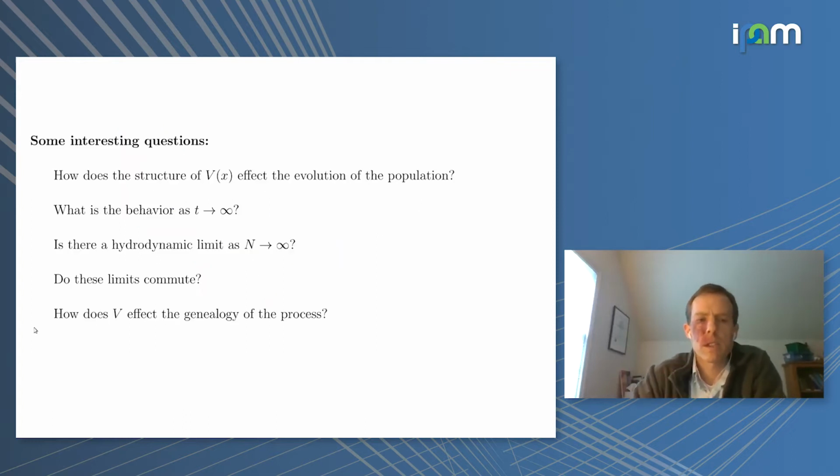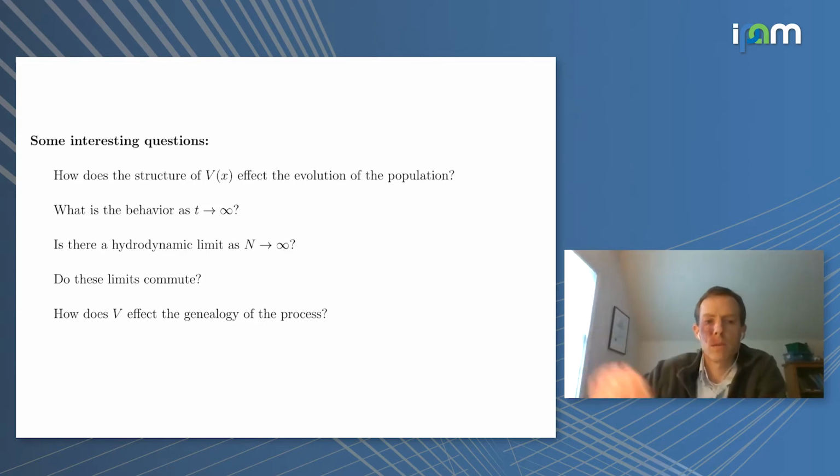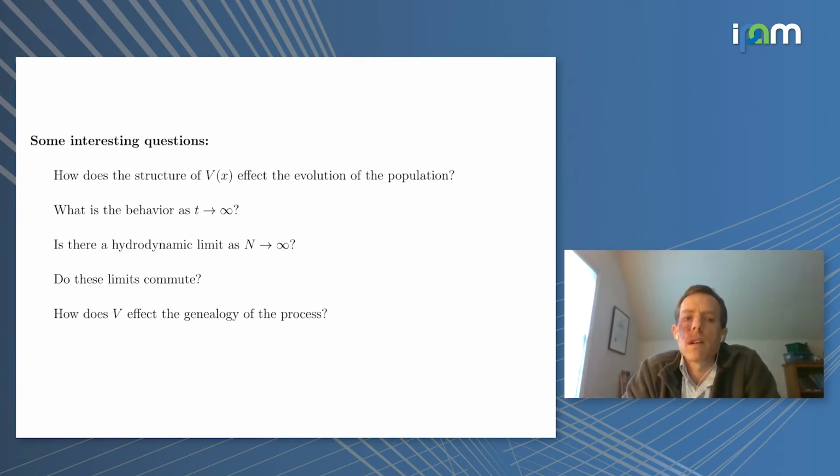A lot of interesting questions one could ask. Basically, we'd like to understand how the structure of V, the fitness landscape, affects the evolution of the population. What's the behavior as t goes to infinity? How does the population move across the landscape? Is there a limit as n goes to infinity at fixed time?